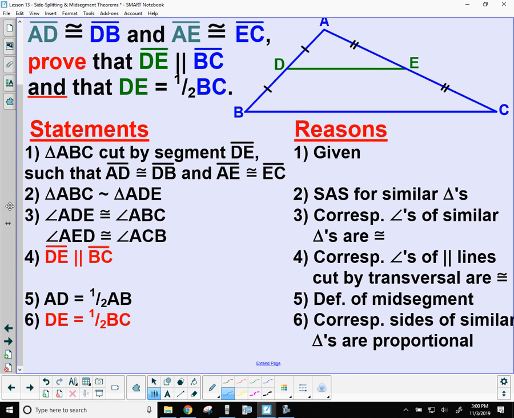With that bit of knowledge, the fact that those are corresponding angles means we have parallel lines, because they're cut by a transversal and are congruent. So DE should be parallel to BC, again because of corresponding angles. When we look down at 5, definition of midsegments. AD is congruent to DB, so we have this idea of AB being cut in half. Corresponding sides of similar triangles are proportional, which leads into the fact that DE should be half of BC.